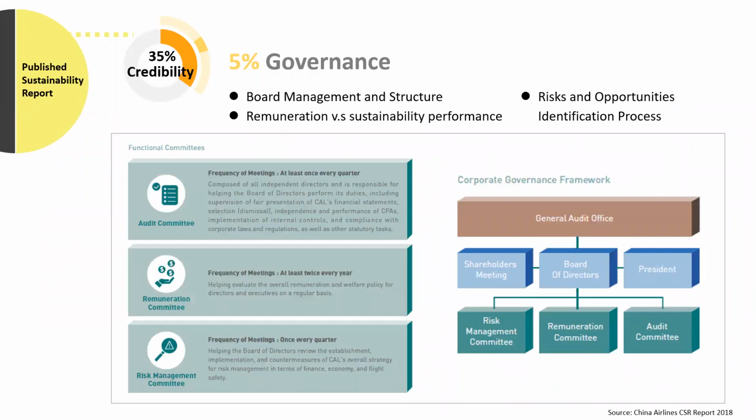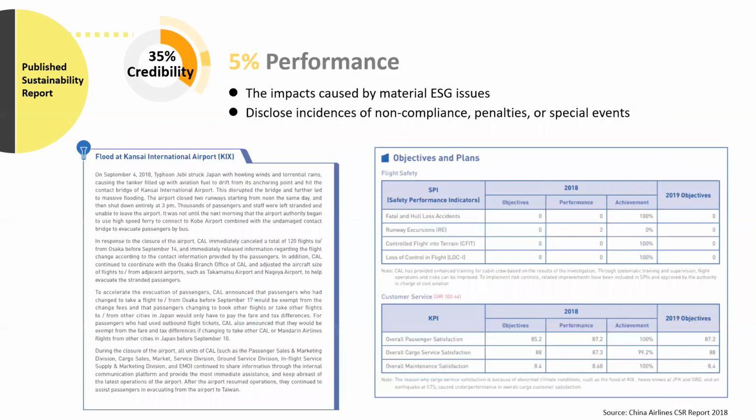Another 5% on governance, so it's the board management and structures. One part that most companies do miss out is the remuneration versus sustainability performance, which means the remuneration of key management needs to be linked to sustainability. And also the risk and opportunity identification process is also part of the governance.